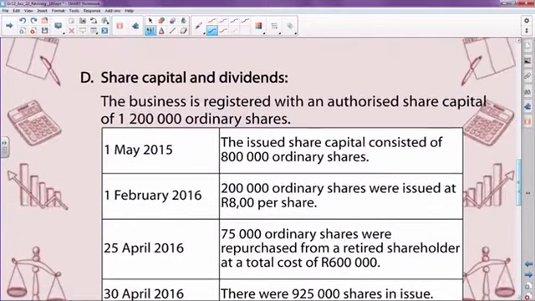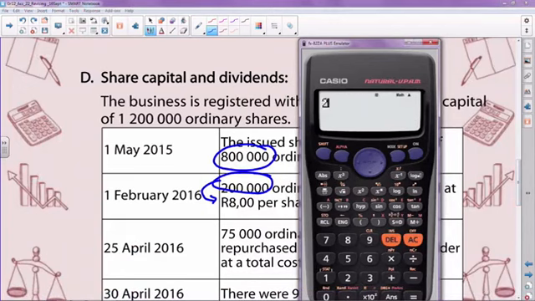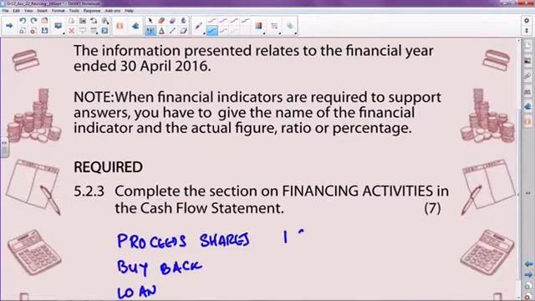You are told that at the beginning of the year, you had 800,000 shares. You sold a further 200,000 shares and you sold it at 8 rand each, 8 rand per share. So very simple, guys. It's a pretty straightforward question. All that you do is you take the number of shares that you sold, which was 200,000, and you multiply it by the value. You sold it at 8 rand each, and clearly you'd find your proceeds to be 1,600,000. So that would now become your proceeds, 1,600,000.